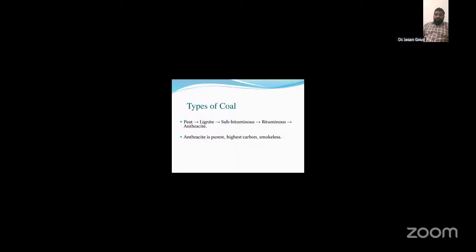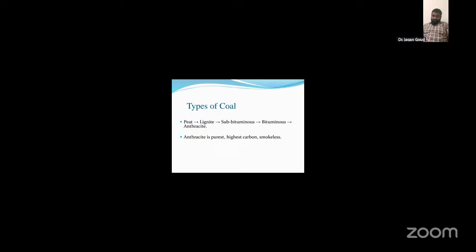This is the formation of coal. Okay, next slide: types of coal. In the previous slide we discussed this already. We know about the coal types: peat to lignite, lignite to bituminous, bituminous to anthracite.